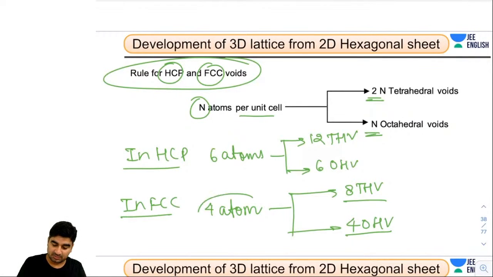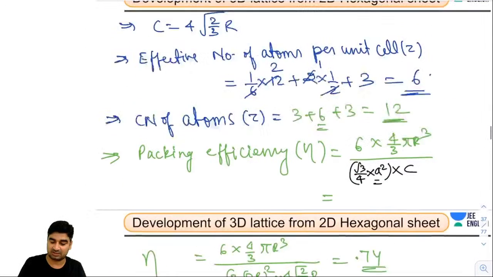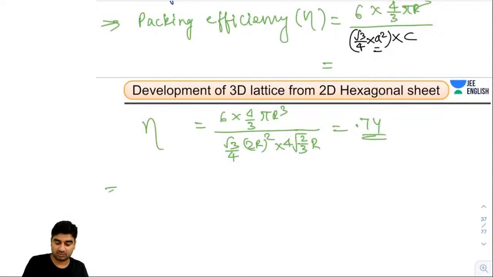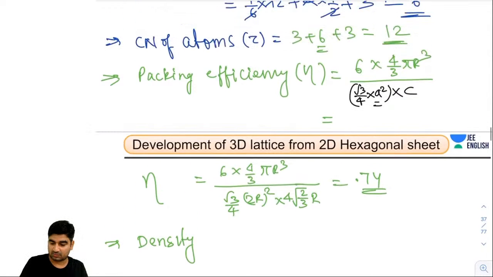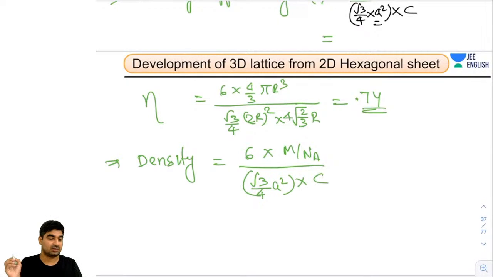If there are 4 atoms per unit cell, then there will be 8 tetrahedral voids and 4 octahedral voids. And in HCP we have 6 atoms. We have just done that calculation. So guys, what about density? So this was packing efficiency. Density would be 6 into C, right?